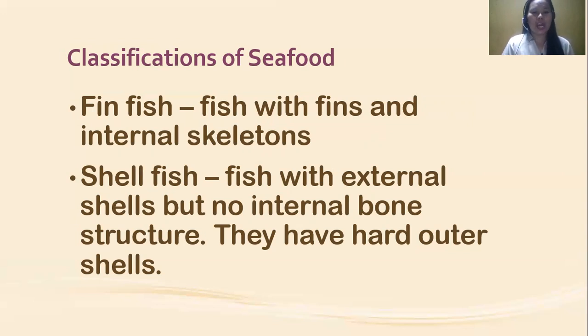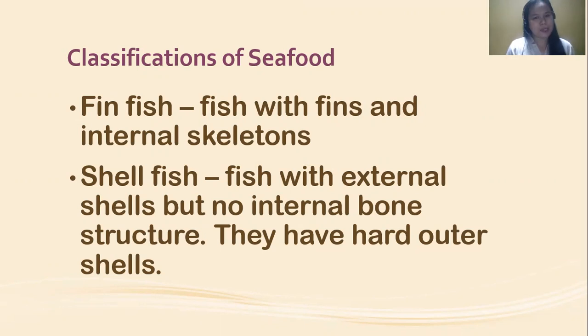Next is shellfish. They are fish with external shells and no internal bone structure. They have hard outer shells which serve as their protective covering. And just like the finfish, there are also two types of shellfish. They are the mollusks and crustaceans.